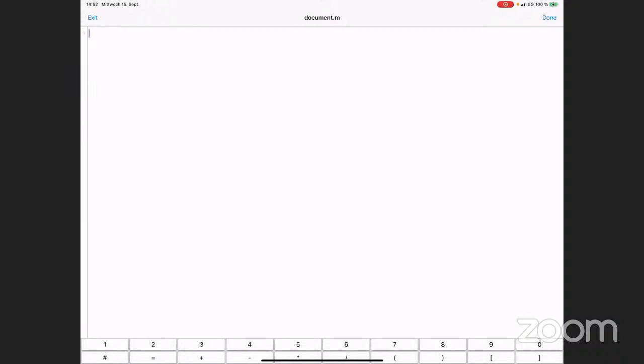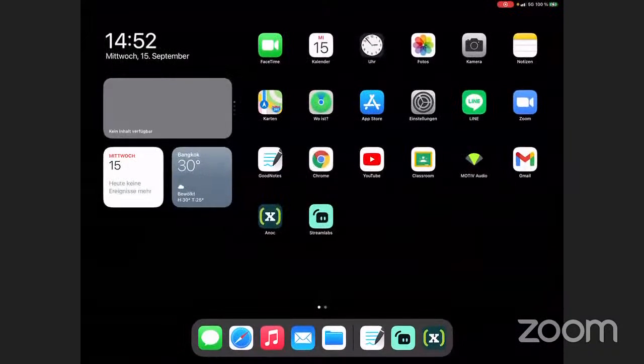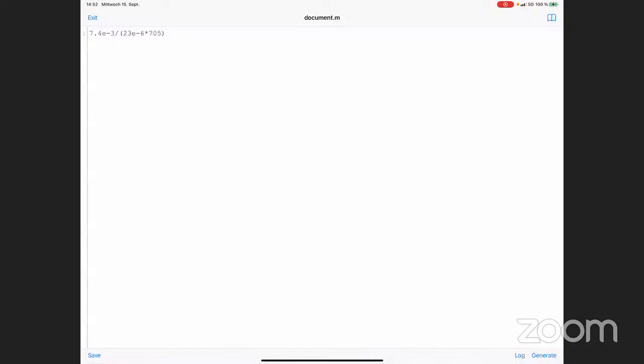7.4 e minus 3 divided by 23 e minus 6 times 705, 708 or 705? 705, right? Generate. Yeah, it's 0.45637.